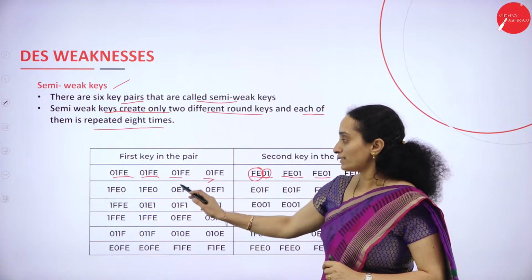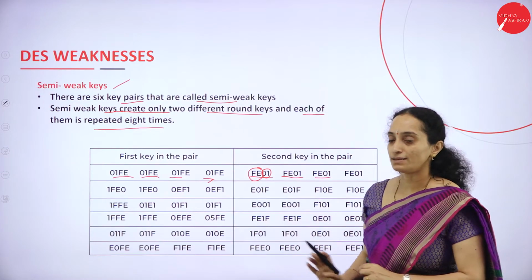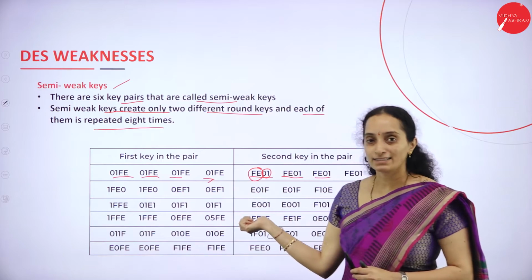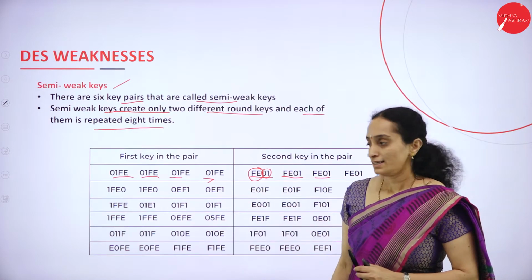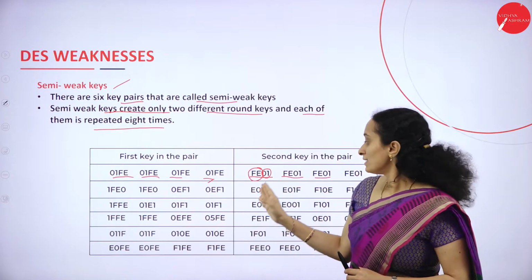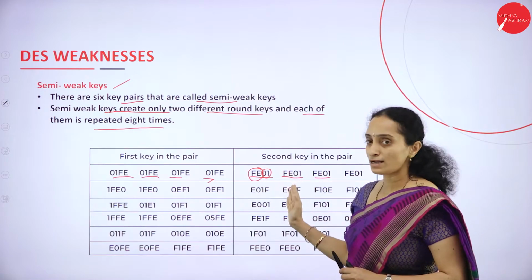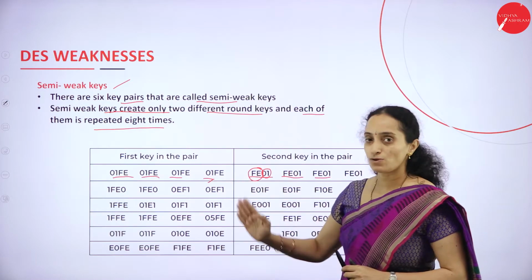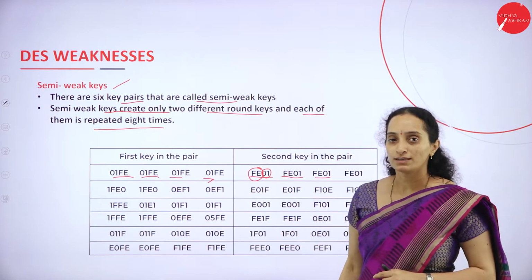This is the first key in the pair. Okay, this is the second key. This is repeated 8 times. Each of these is repeated 8 times. So 01, FE. This is one combination. Same 01, FE. It is permuted. 01 comes to the right position. FE goes to the left position. Repeated again for 4 times.